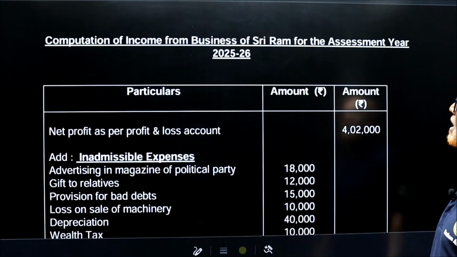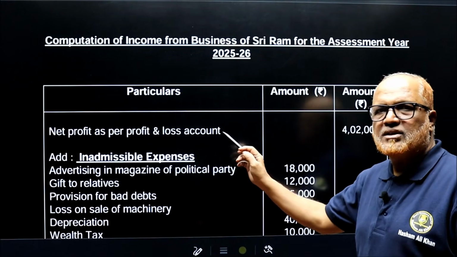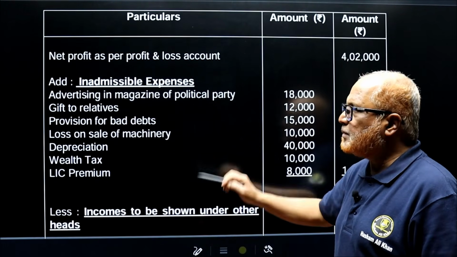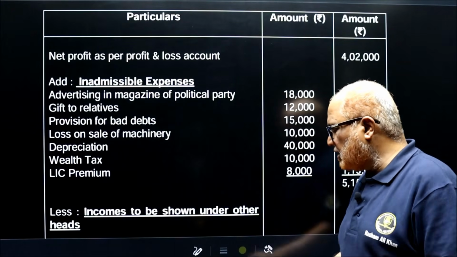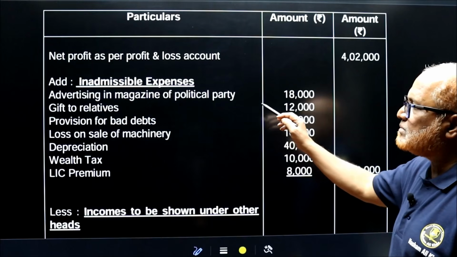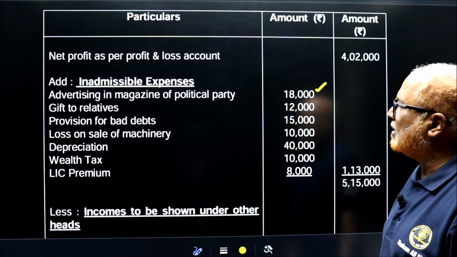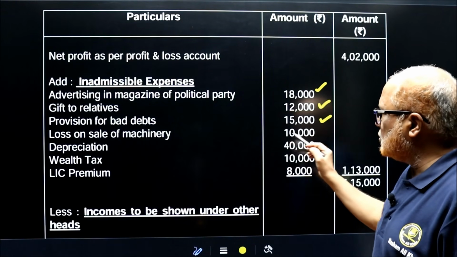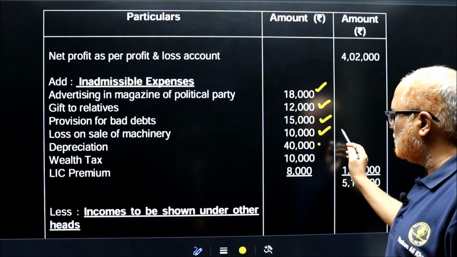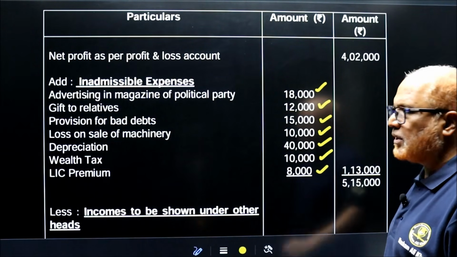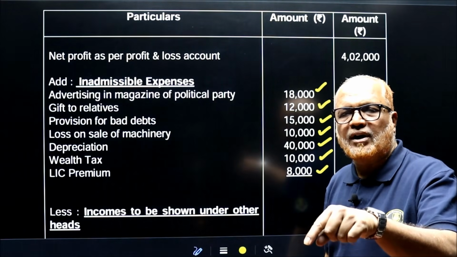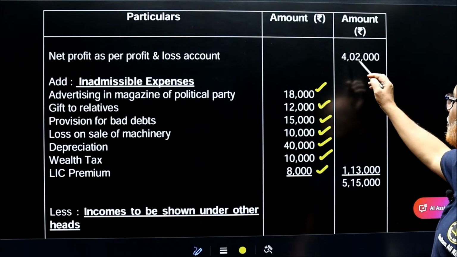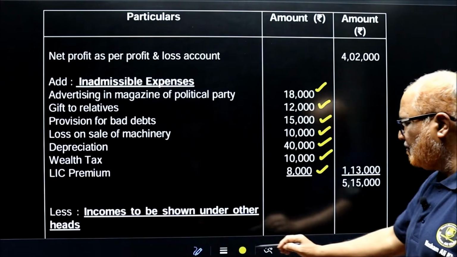Computation of income from business of Sri Ram for the assessment year 25-26. Net profit as per profit and loss account 4,02,000. Inadmissible expenses: expenses which are debited to profit and loss account but disallowed. What are the expenses? Advertisement in magazine of political party, disallowed, right? Gift to relatives, disallowed. Then provision for bad debts, disallowed. Loss on sale of machinery, disallowed. Depreciation, then wealth tax and LIC premium. These are the items which are debited to profit and loss account, but Income Tax Act will not allow. The total is 1,13,000. So add up 4,02,000 plus 1,13,000, 5,15,000.